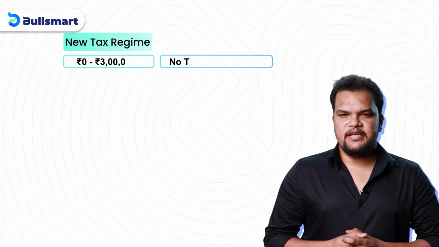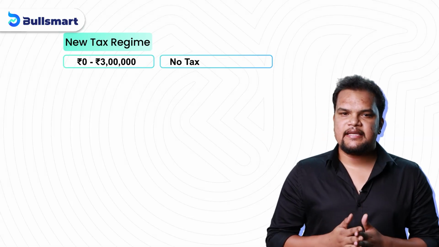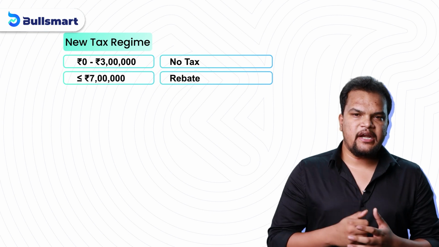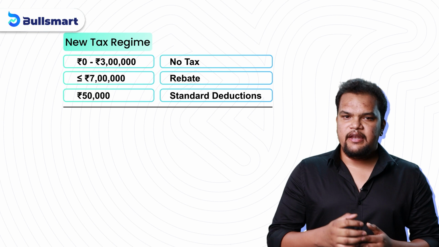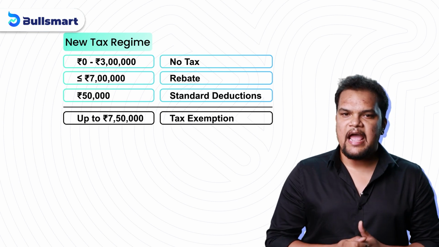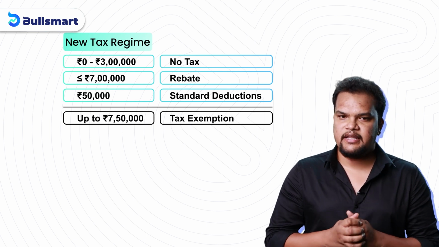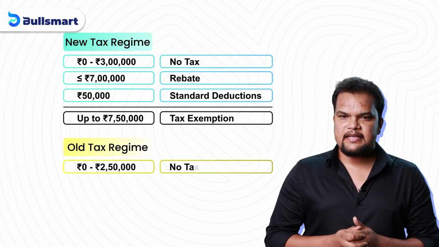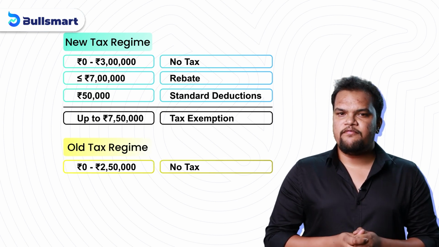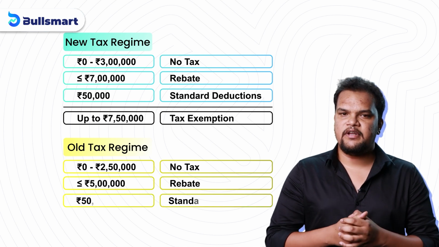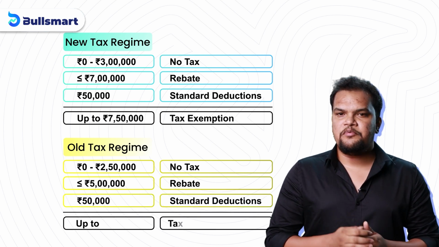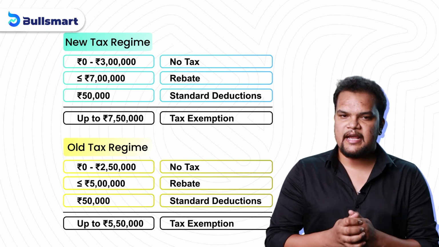These are the two different tax slabs for new and old tax regime in India. In the new tax regime, income of up to 3 lakh is tax exempted, but a rebate of rupees 7 lakh and with 50,000 standard deductions, income of up to 7.5 lakh per year is tax exempted in the new tax regime. In the old tax slab, income above 2.5 lakh will be taxable, but with the rebate of 5 lakh and 50,000 standard deduction, income of up to 5.5 lakh will be tax exempted.